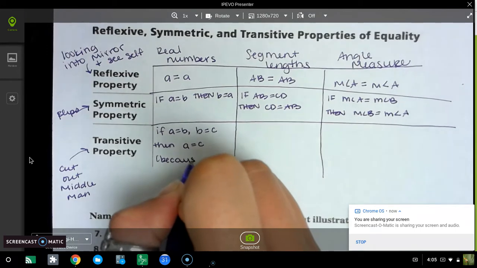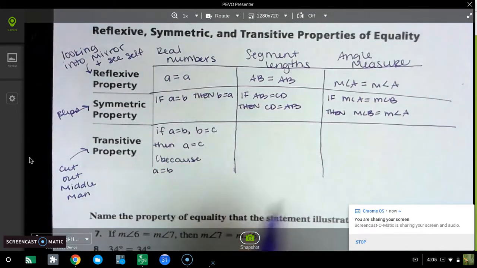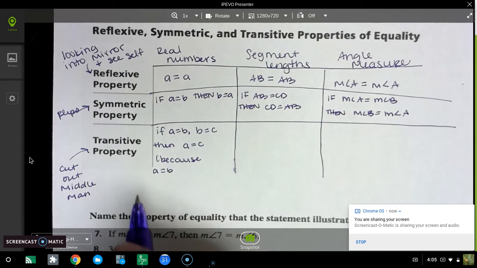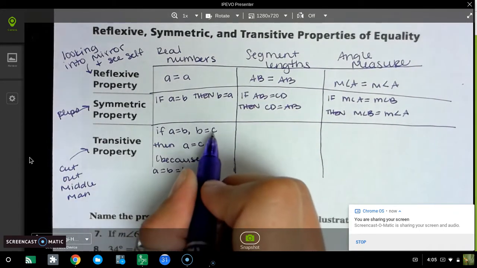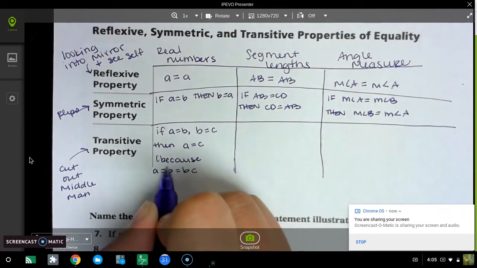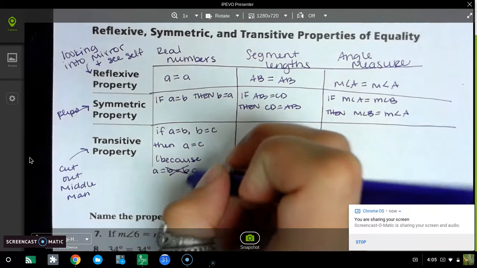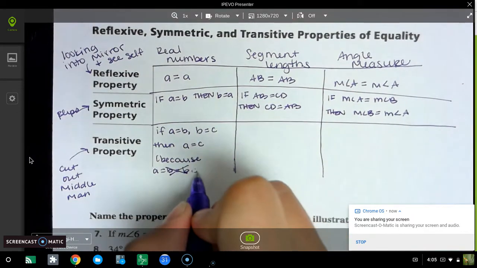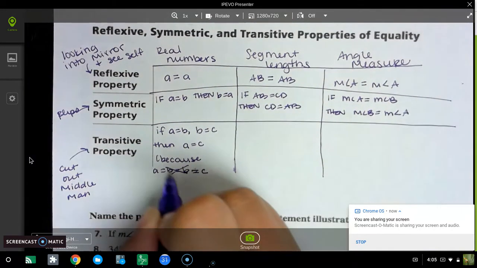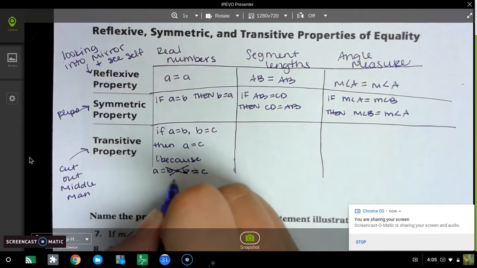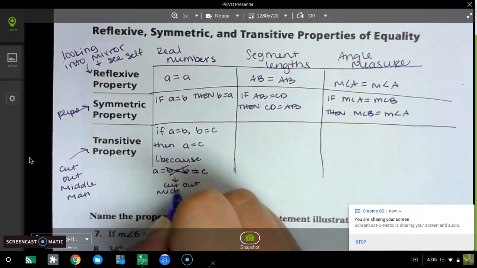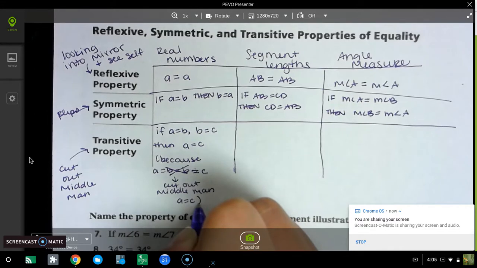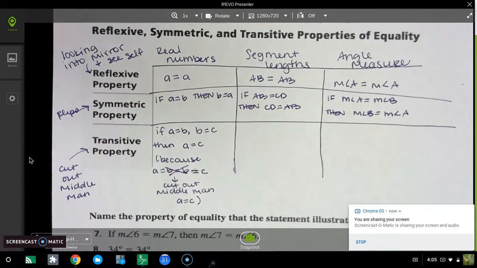This is because A equals B. Well, I know that B equals B because B is just itself. But I also know that B equals C. Okay. Cut out that middleman, then A equals C. Okay, that's how our transitive property works.